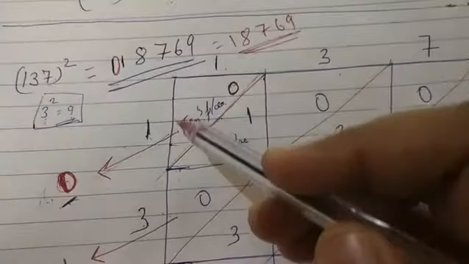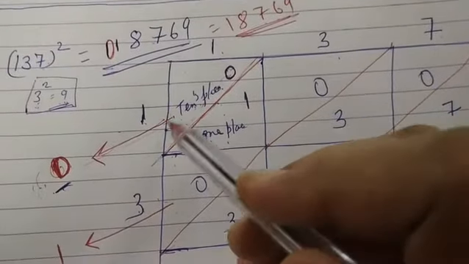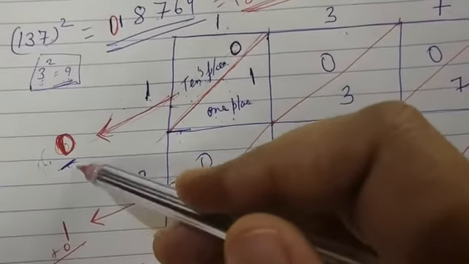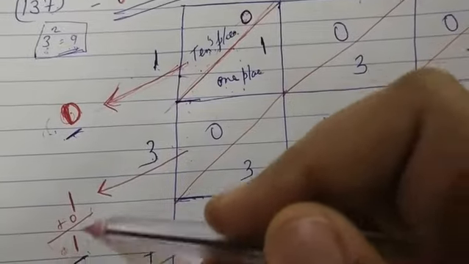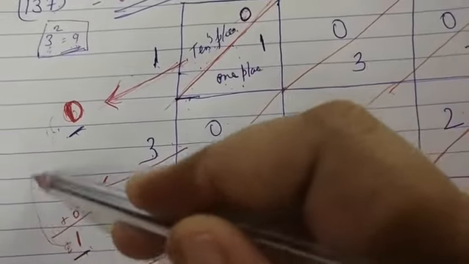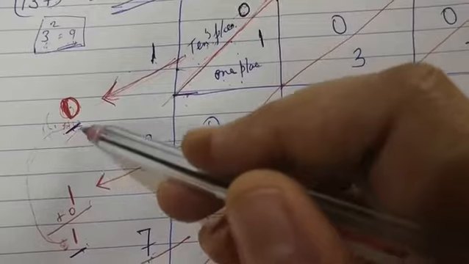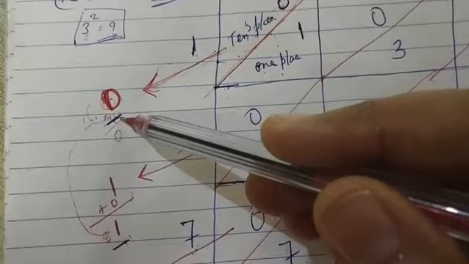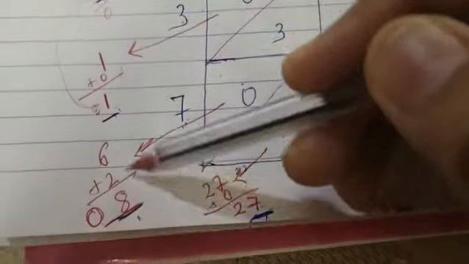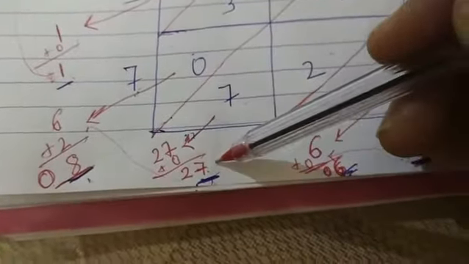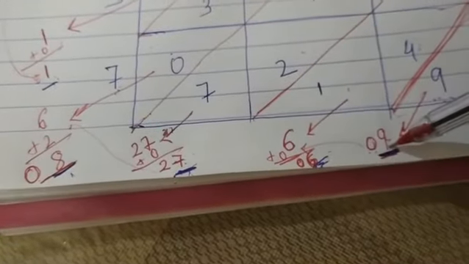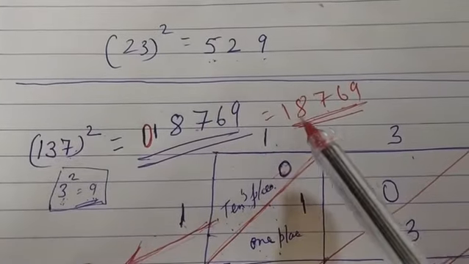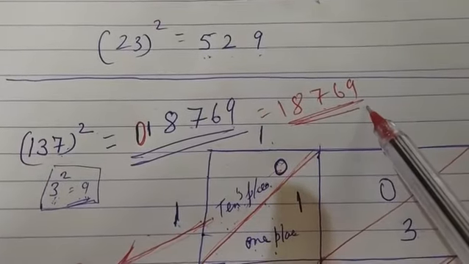Now, the last diagonal: only 0 is there, so we will write 0. So we have to underline all the ones places. Here the tens place is 0, so even if 0 is carried over, it will be 0 only. 0 plus 0, that is 0. So our answer will be 0, 1, 8, 7, 6, 9, which means 18,769 is the answer.